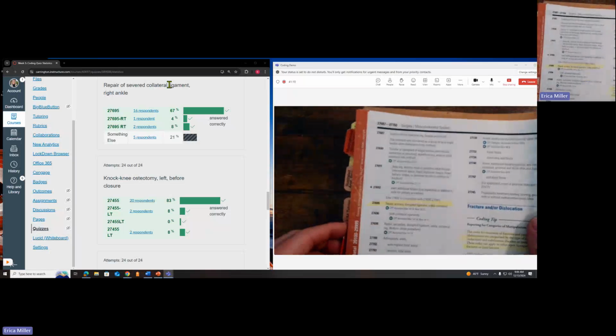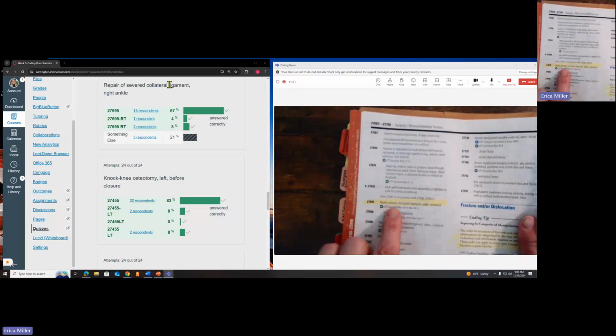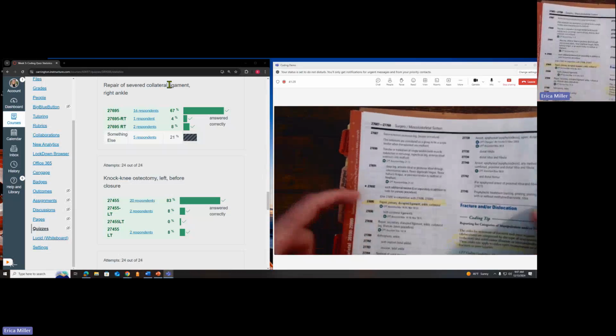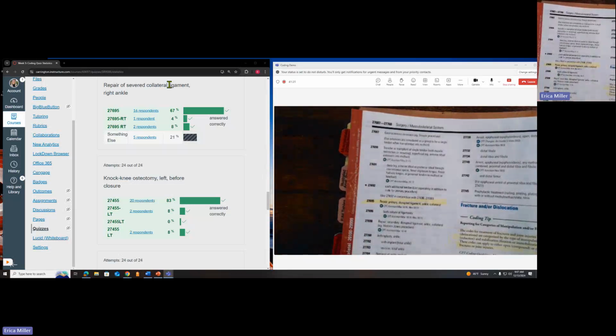Here we go. All right, 27695, repair primary disrupted ligament ankle, and then detail collateral. Excellent. All right, I went over, I usually stop this at question 10 and break it down into two parts. So I'm going to stop this video now, and then I'm going to pick up on part 2, starting with question 13.